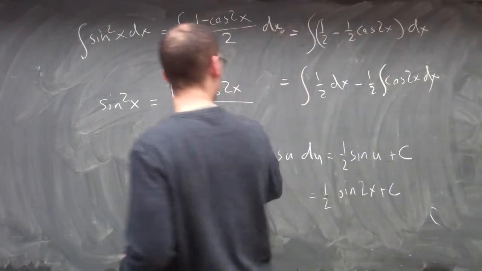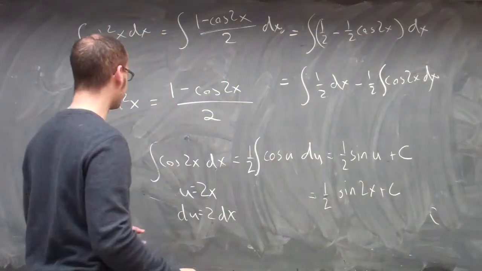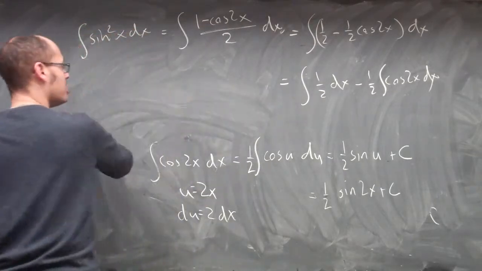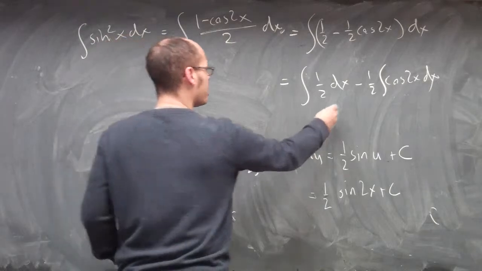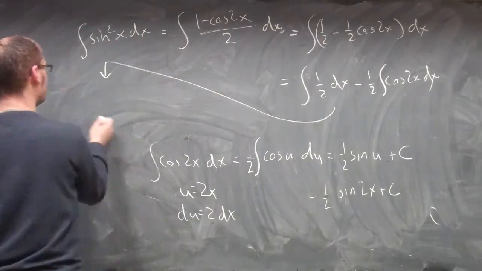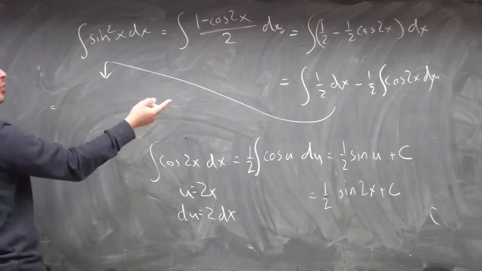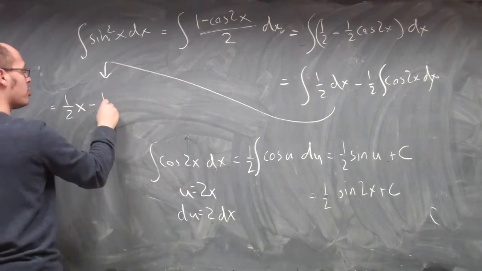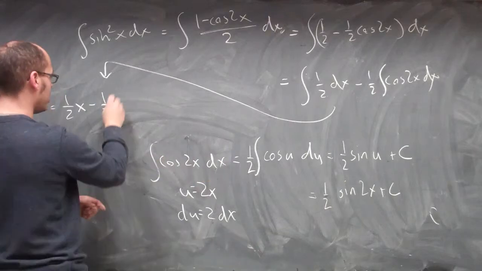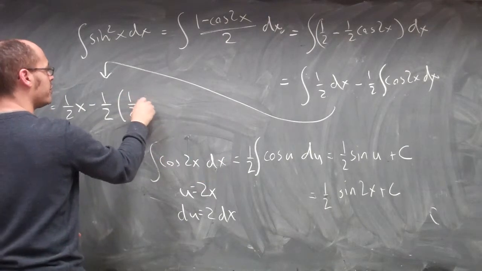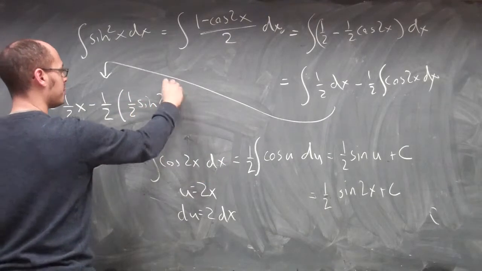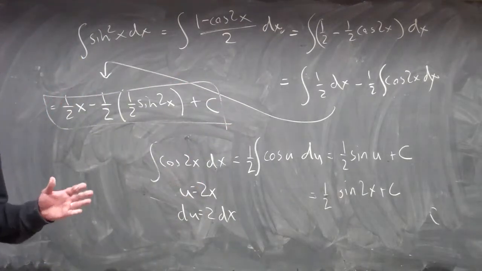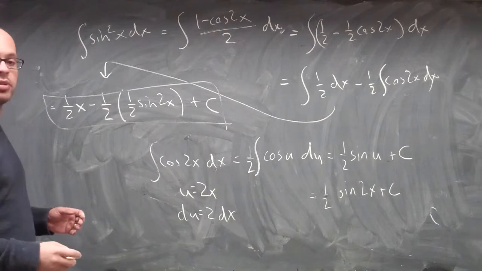Now putting that into what I have up there, let's erase that. Substituting that over there, this expression then becomes the integral of 1 half, which is 1 half of x, and then I have my minus 1 half of what I've just solved, which is 1 half sine 2x, and then all that's plus c. So that's method number one of working with that integral.